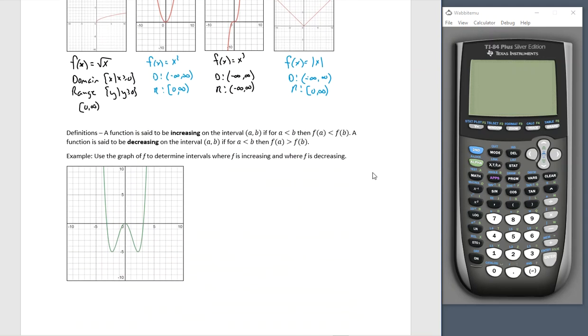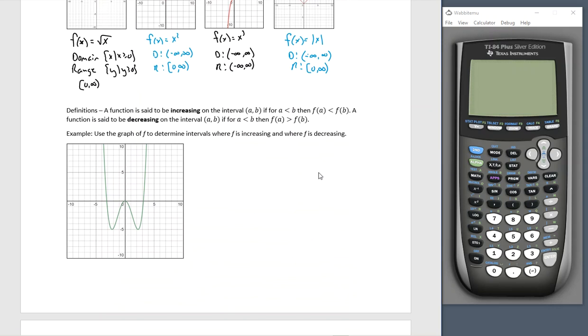A function is said to be increasing on an interval from a to b if for a less than b, f of a has to be less than f of b. So it's generally increasing. On the other hand, a function is decreasing if for a less than b, we will have f of a greater than f of b. All right, so a general idea of what it means to increase: it rises from left to right. It decreases, it falls from left to right.